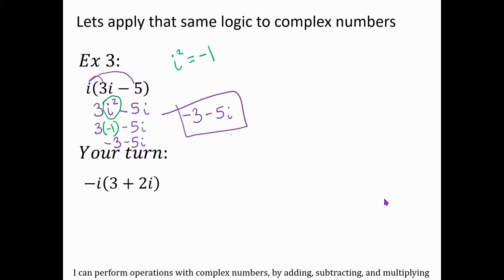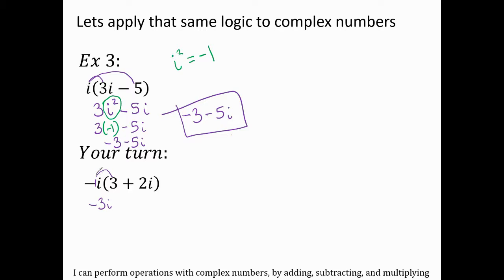All right, so hopefully you tried this one. Let's go ahead and do it together just to make sure you know what you're doing. So we're going to distribute that negative i. So negative i times 3. So remember there's a 1 here. So it's negative 1 times 3 times 3. So it's going to be negative 3i.